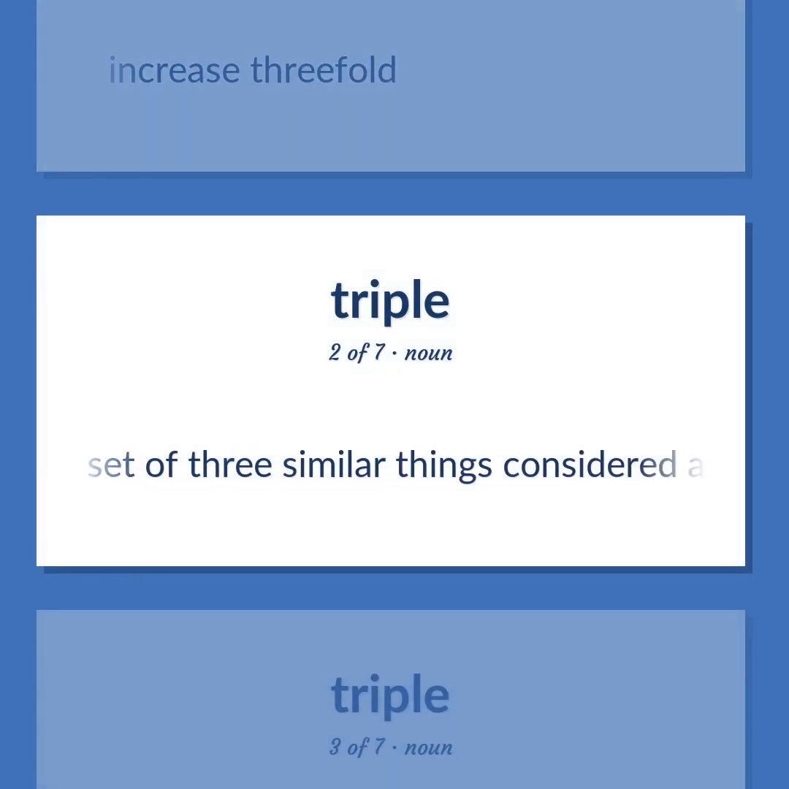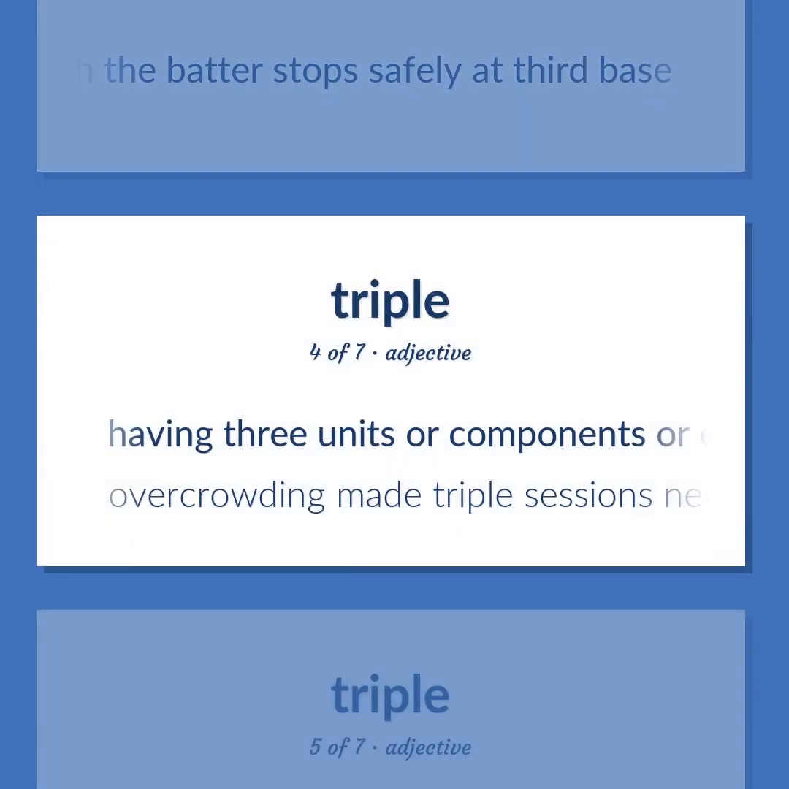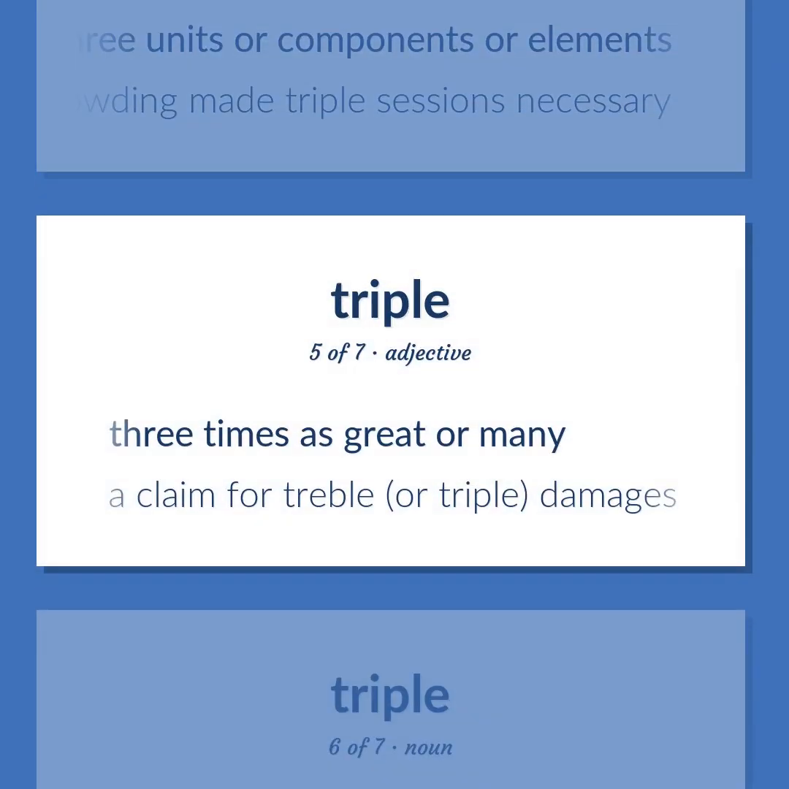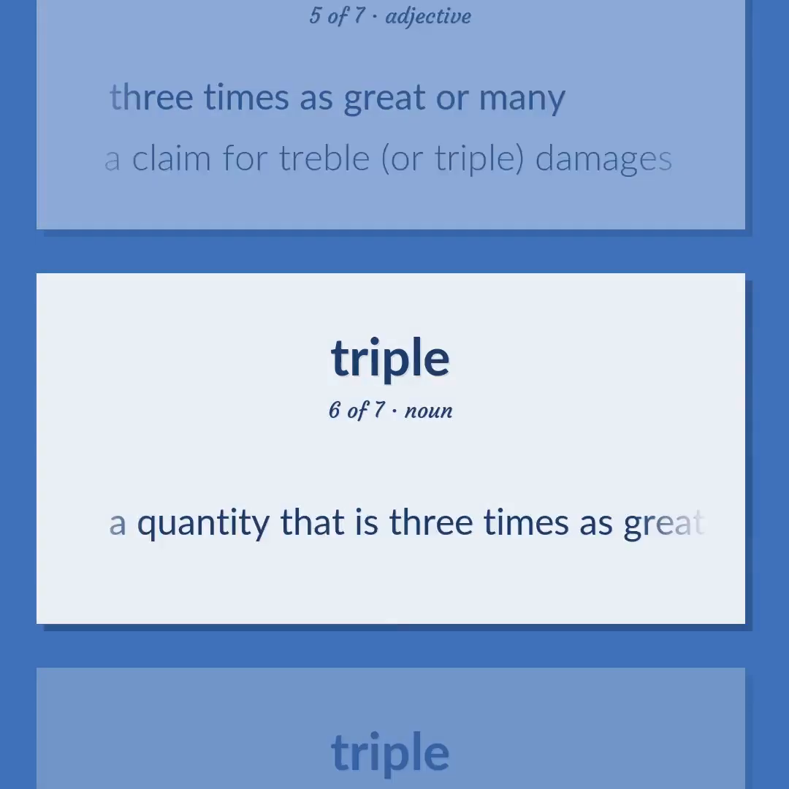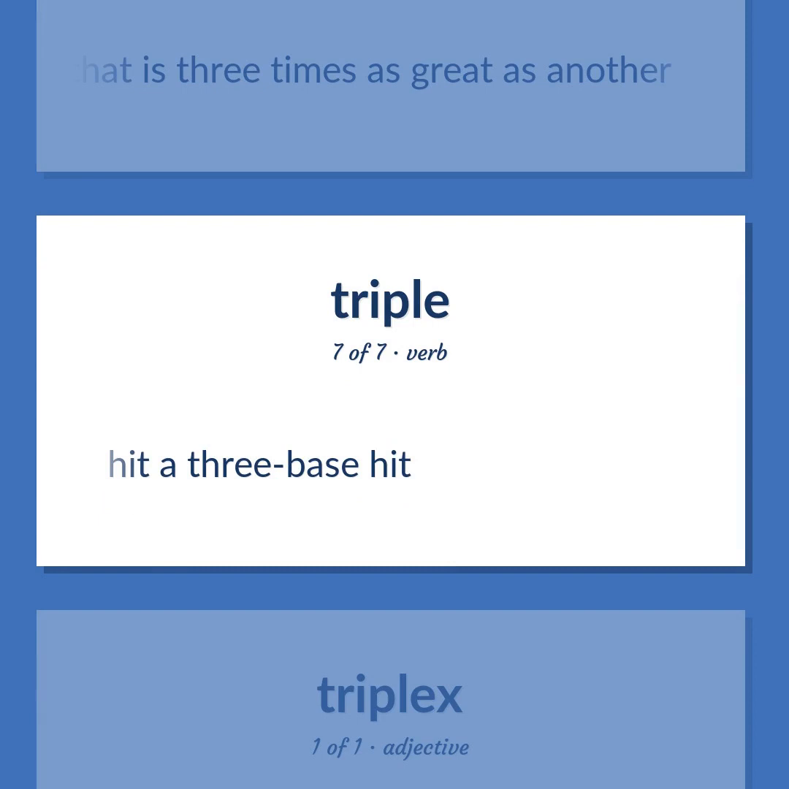A set of 3 similar things considered as a unit. A base hit at which the batter stops safely at third base. Having 3 units or components or elements. Overcrowding made triple sessions necessary. 3 times as great or many. A claim for treble, or triple, damages. A quantity that is 3 times as great as another. Hit a 3-base hit.